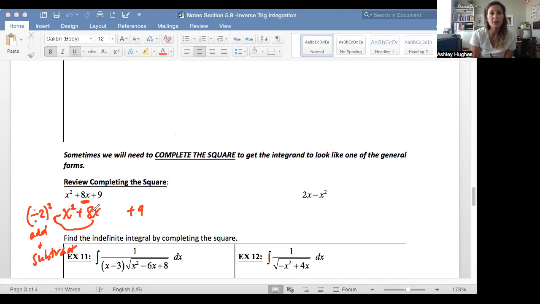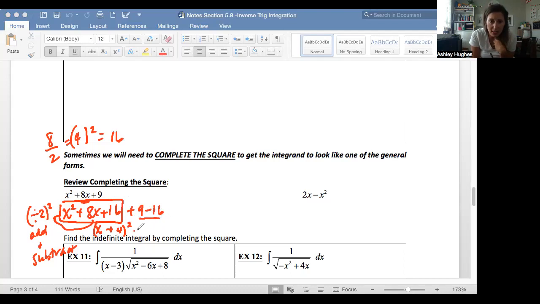So I'm going to take 8, I'm going to divide it by 2, so that would make me get 4. And then I'm going to square that, which gets me 16. So I'm going to add 16 here, and I'm going to subtract 16 here, because then I actually added 0. But now that works out so that this first part here becomes x plus or minus whatever that was halved, so 4 squared. And then over here, you just simplify whatever that is. 9 minus 16 gives me a negative 7. And so this is another way of thinking about that.